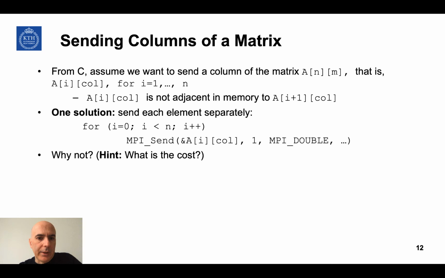Let's look at a simple example of sending columns of a matrix. Assume in C that we want to send a column from a matrix with size n times m, and we want to send this column. In C, the element of column i is not adjacent in memory to the next column with index i plus 1. So what can be the solution?